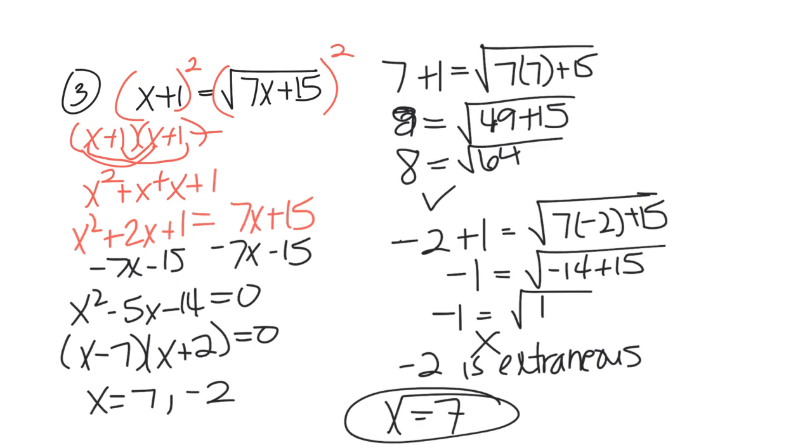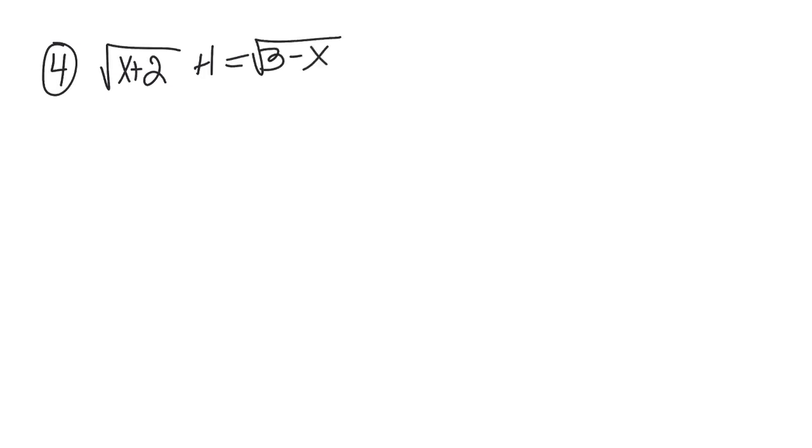What if we have roots on both sides? Example 4. Square root of x plus 2 plus 1 outside the radical equals the square root of 3 minus x. These ones get a little tricky. This 1 here is going to have to be treated like a binomial, and we're going to have to FOIL when we look at this side.